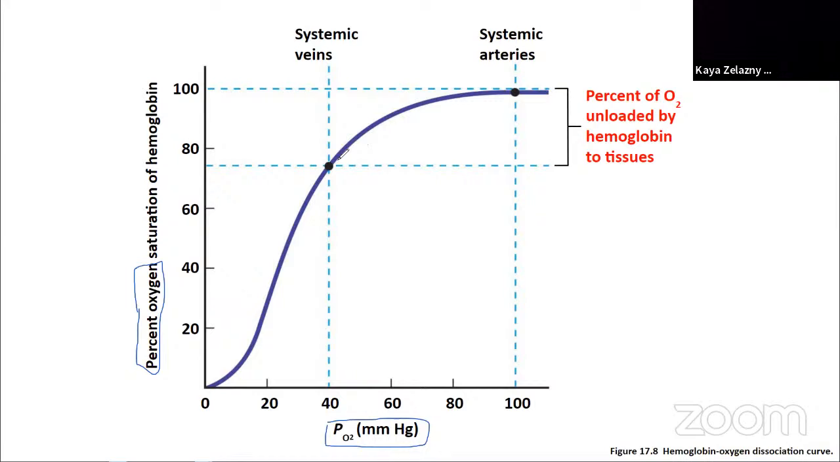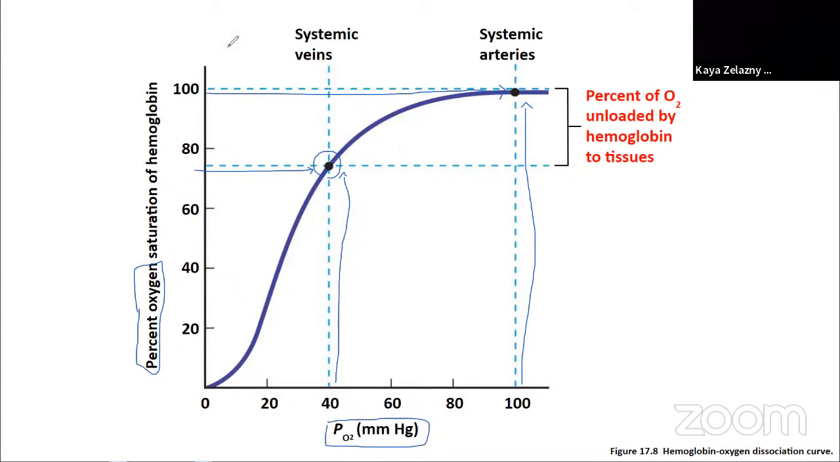So here we have nicely marked our 2 numbers that we want to remember, right? We know that the partial pressure of oxygen in veins is 40, and we know that that's 75% saturation. And for our systemic arteries, we know that they're at a partial pressure of 100, and they should be at 98.5, so almost 100% saturation, but not quite. So these are numbers we've already seen.